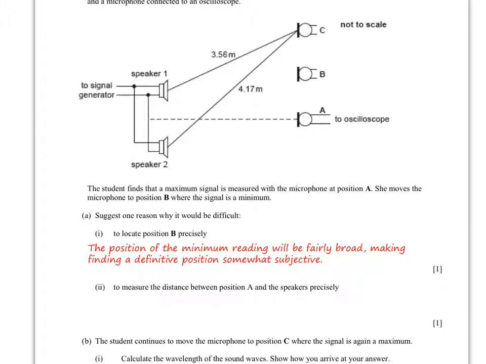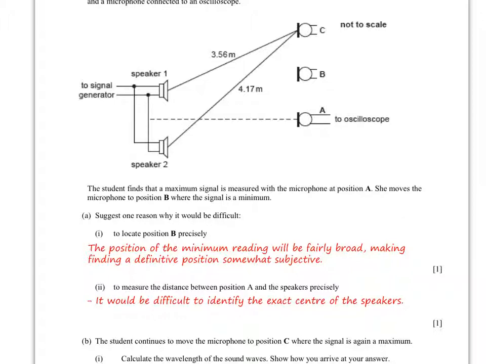Similarly, we have issues with measurements of the distance between position A and the speakers. In terms of getting it down to the nearest centimetre, these speakers are quite large, so what are we calling the central point of the speaker? Is it right in the middle? Are we measuring to either edge? Same with the microphone, are we measuring from the beginning to the edge?